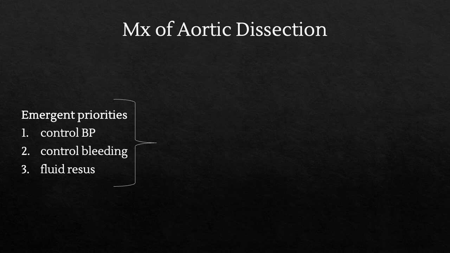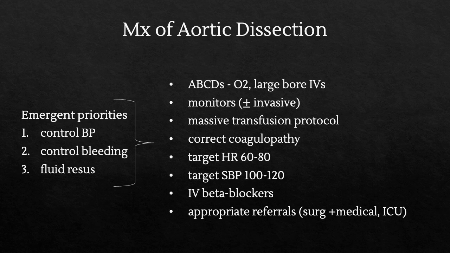So your management of an aortic dissection, your emergent priorities would be to control the BP, to control bleeding, and to fluid resuscitate this patient. These can be achieved by providing oxygen if needed. You also need to have wide bore IV access. Invasive monitoring in this patient would be ideal, especially if you can have an A-line monitoring. You need to activate the massive transfusion protocol, especially if this patient needs to go to theatre. You need to correct any coagulopathy in this patient.